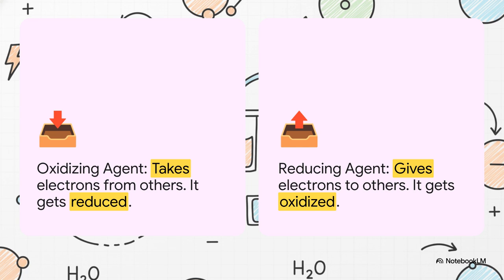See the twist? The reducing agent does the opposite. It gives electrons away, causing something else to be reduced, and in the process, it gets oxidized.